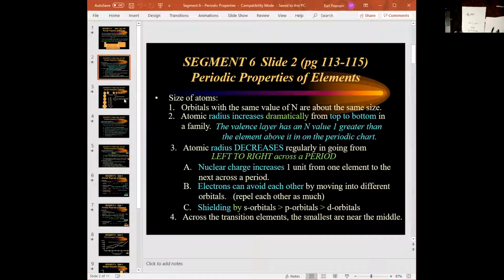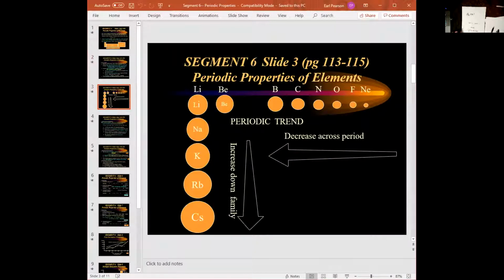Now, we've talked about families and things like this. Let's look here. This cartoon addresses the size issue. You need to remember the size increases as you go toward the bottom. That makes the element more reactive as a metal. They tend to lose electrons.